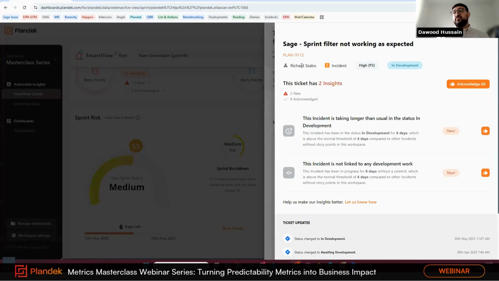I can see historically it would take 4 days, but now it's taken 6. Is there anything you need from me? Is there any help that you need? Do we need to factor in something else? And you can acknowledge these. So if you can click on the thumbs up mark here, it will disappear.